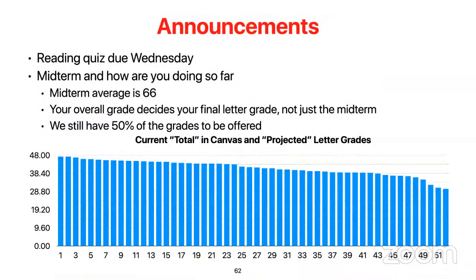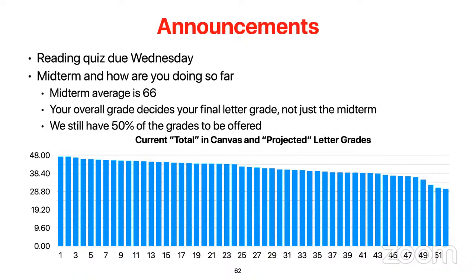Before you leave the classroom, one thing I want to tell you: the reading quiz is due Wednesday, so don't forget about that. We have finished the midterm grading. The average is about 66. Again, your overall final grade is decided based on a lot of things. So here's the current standing. Check the current total in your iLearn, not Canvas. Canvas is not a school. And the projected later grades.